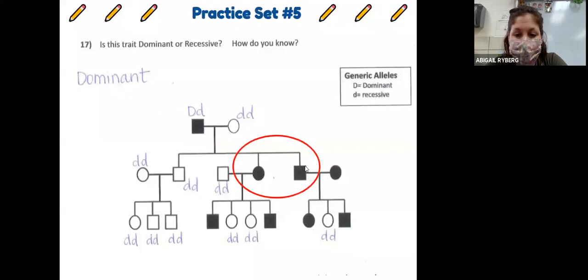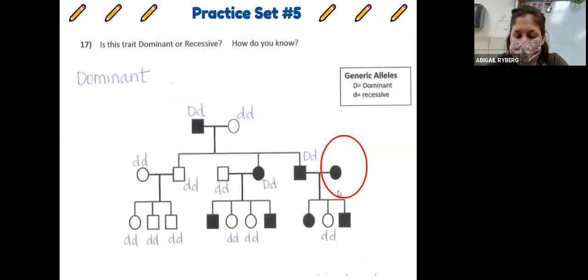If we move off to these siblings, they have this dominant trait. So we know that they each have a big D that they had to have gotten from dad. And the only thing mom can give is a little d. So these two siblings must be heterozygous.